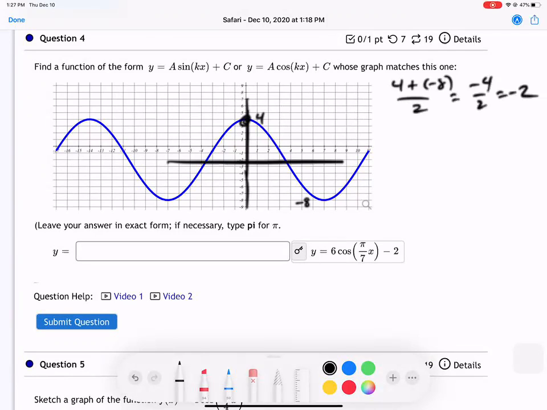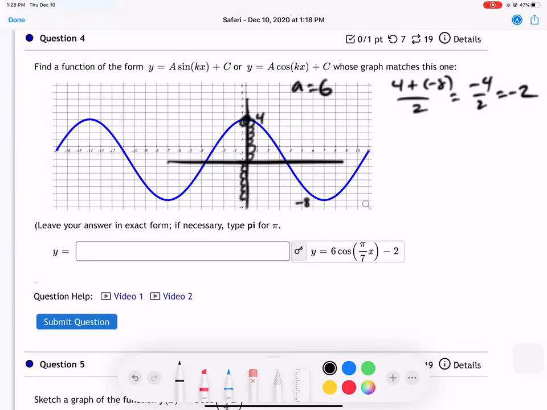-2. That's the middle. And from -2, we would go 1, 2, whoops, sorry. Yeah, 1, 2. Nope, that's not right. Oh, that's right. 1, 2, 3, 4, 5, 6 spaces up. And from -2, we would go 1, 2, 3, 4, 5, 6 spaces down. All right, so my A value looks like it's going to be 6.